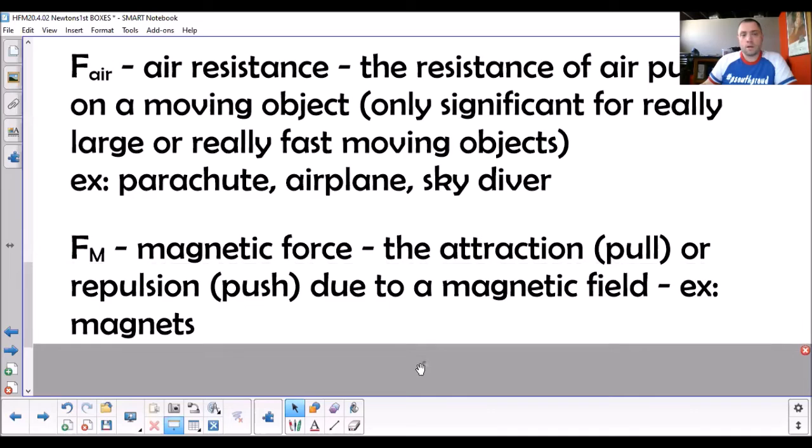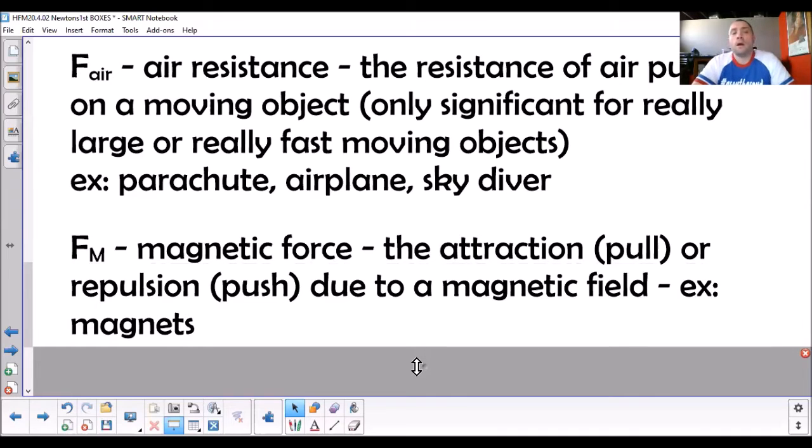We got two more. Next one is magnetic force, the attraction, which is when things pull together, or the repulsion of pushing away due to a magnetic field. Best example, magnets.